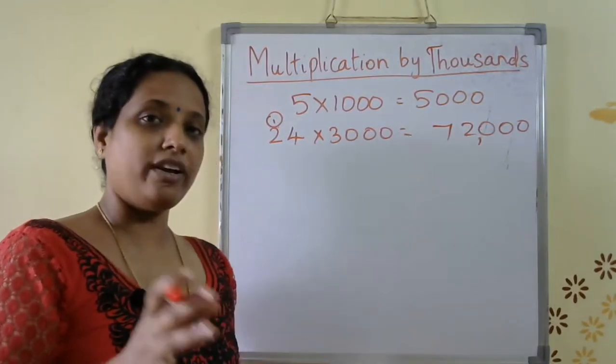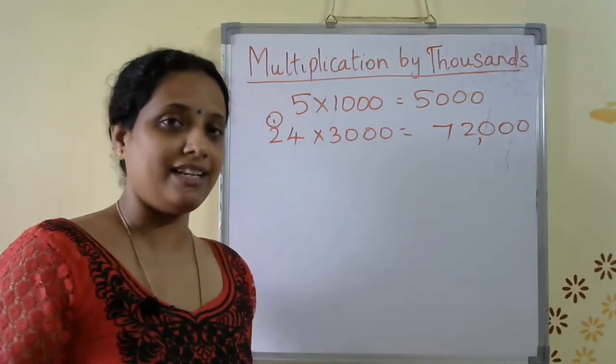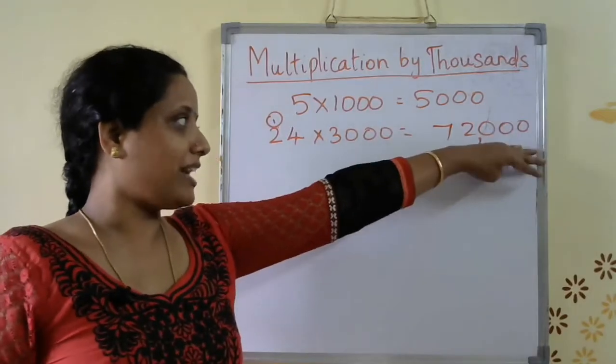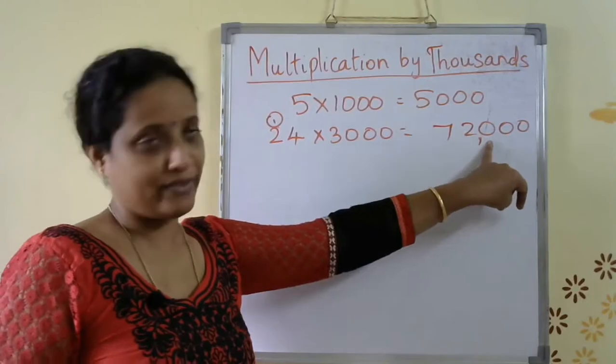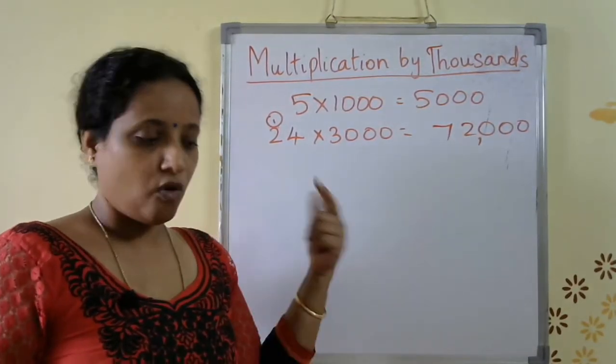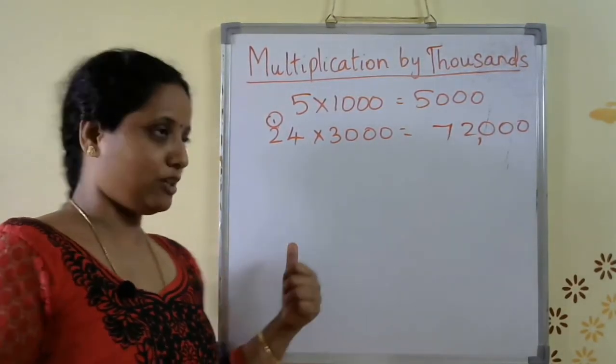In the same way, if you multiply any number with thousands, you are going to get 3 zeros at the end. That is, the ones place, tens place, and hundreds place will be zeros. Hope you understood multiplication by thousands.